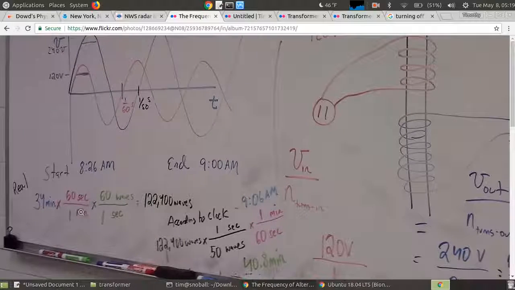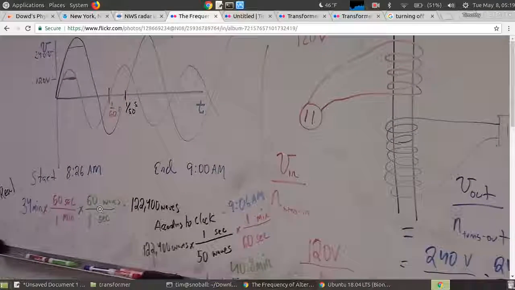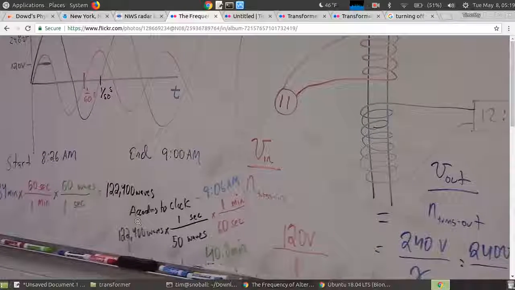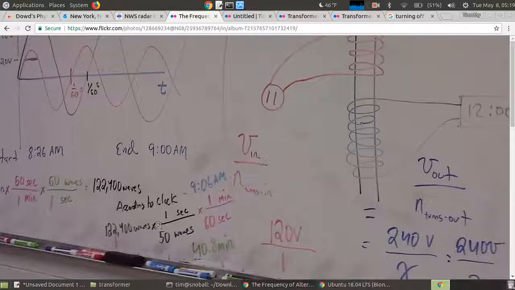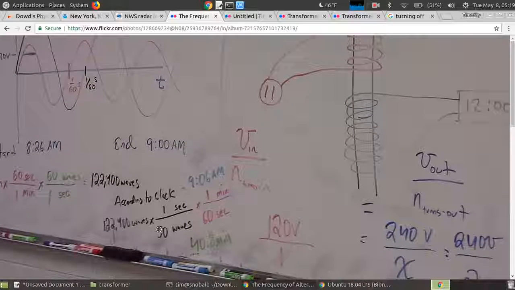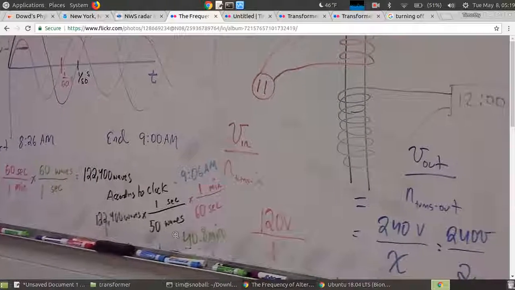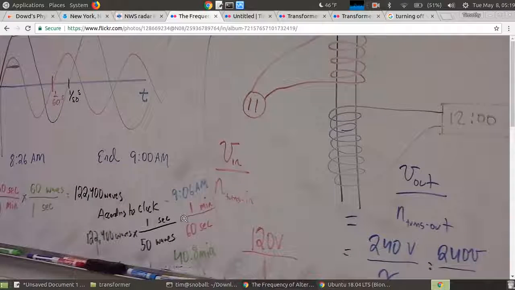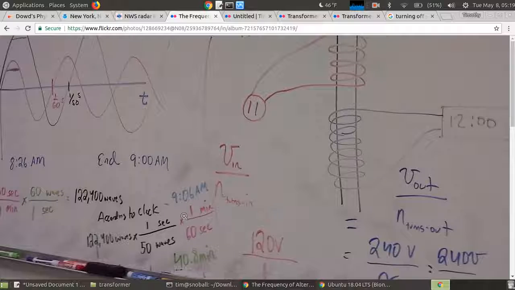In America, where they actually were, we expect 60 seconds in a minute and 60 waves in 1 second. So that means 122,400 waves are going to hit the clock. The clock thinks it's in England, though, so it only expected 50 waves a second. So if you do those conversions backwards, but say 50 waves a second, the 34 minutes will appear to the clock to be 40.8 minutes. So the clock should think it's 9:06 a.m.